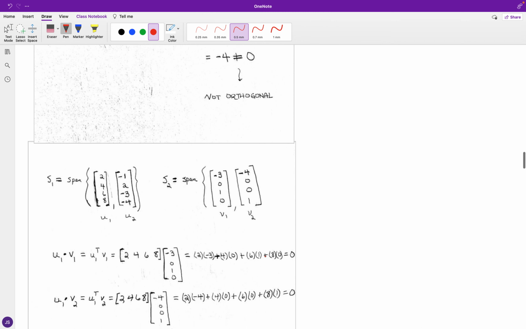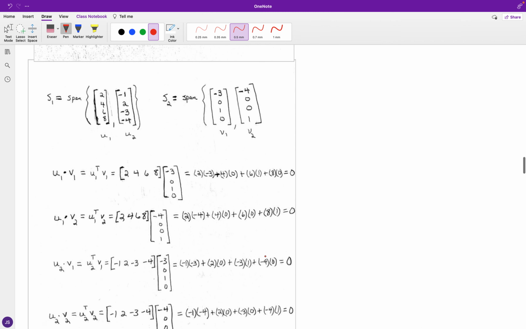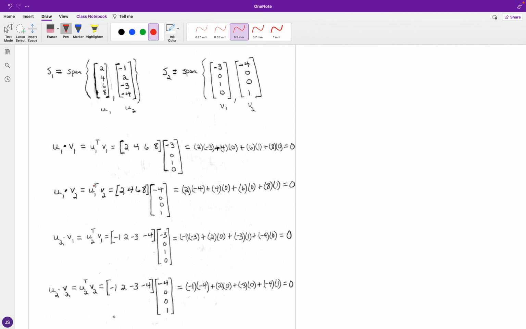Looking at the dot product between u sub 1 and v sub 1, if I take the transpose of u sub 1, I have 2, 4, 6, 8 across times v sub 1, and the corresponding result is that the product is equal to 0. So far, so good. Now I can take the dot product between u sub 1 and v sub 2. Again, taking the transpose of u sub 1, I have 2, 4, 6, 8 across, times v sub 2, negative 4, 0, 0, 1 on down. Taking the product of the corresponding parts and adding together, we also get 0.